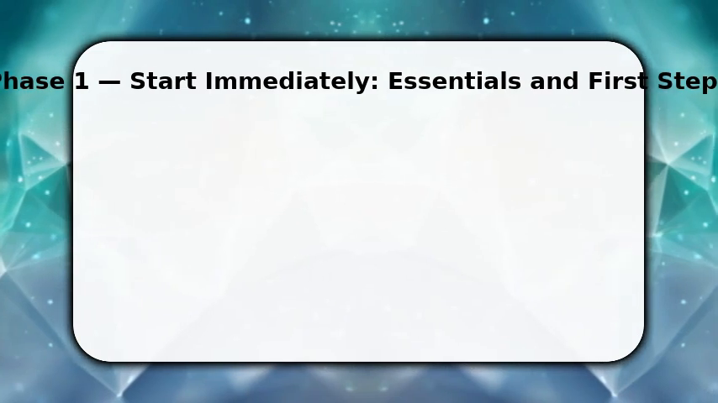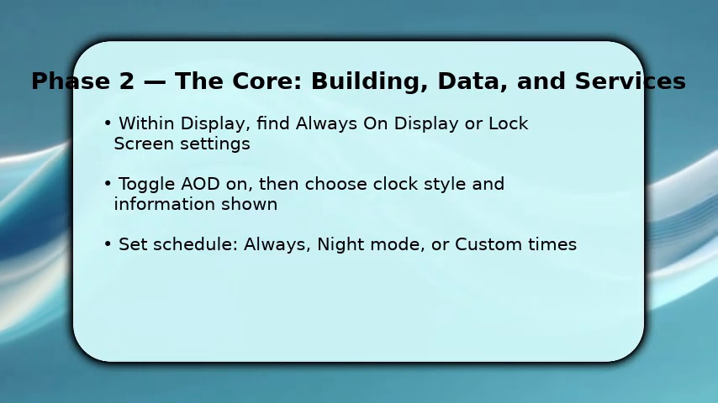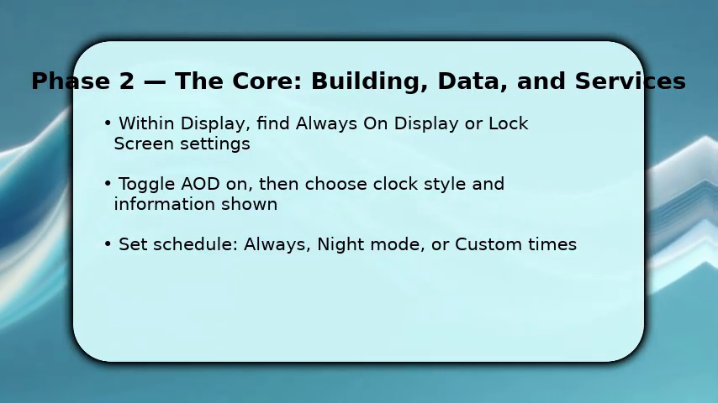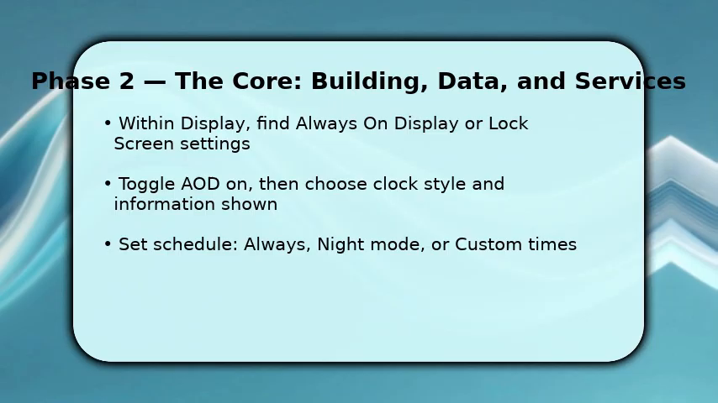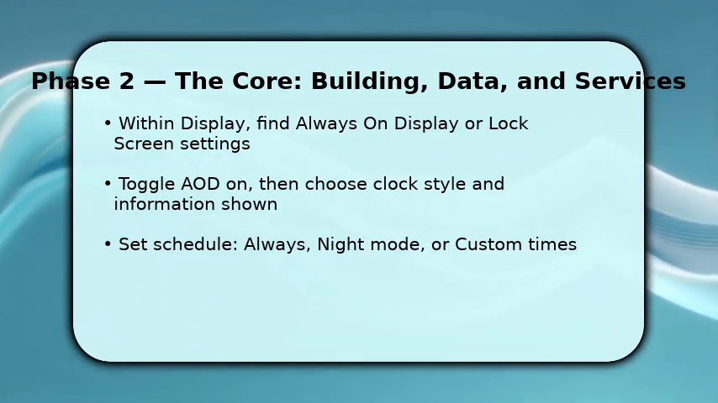Now navigate into always-on display or lock screen settings and toggle the feature on. You'll see style options, pick a clock face and what notifications or battery info show, choose minimal elements to save power. Next, set the schedule.